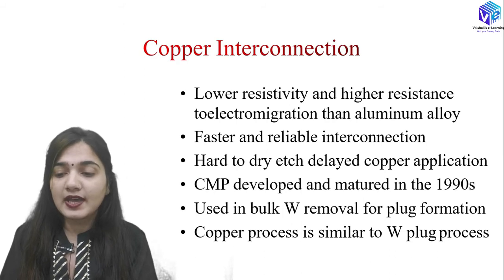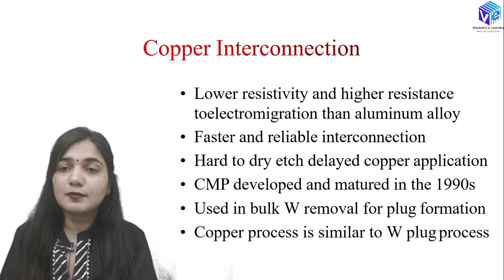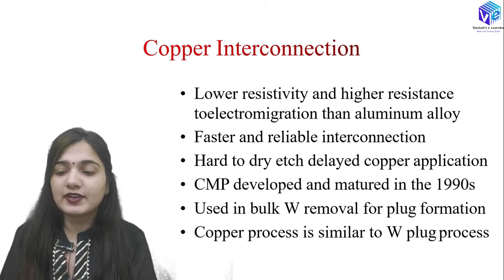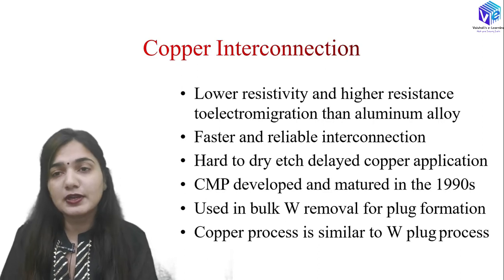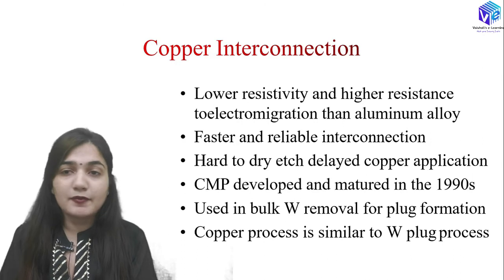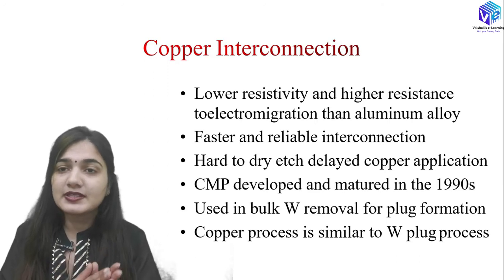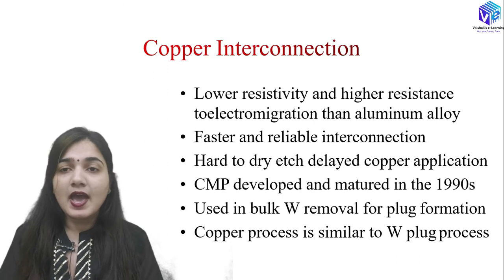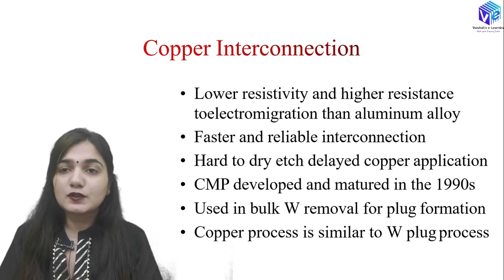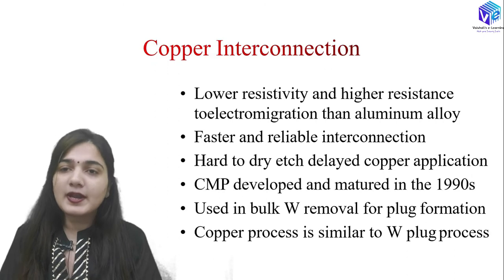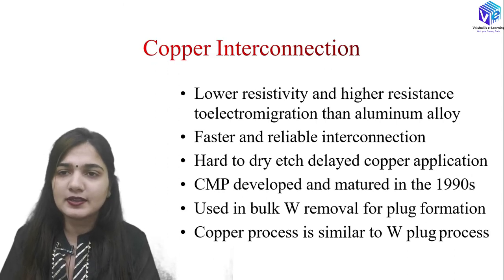So copper is hard to dry etch and we had delayed copper application as well. So we are using chemical mechanical polishing as an intermediate process when I am using the copper as an interconnection metal, right? Chemical mechanical polishing was developed and matured in the 1990s, and after that only we were shifting towards the copper, and we were not using the aluminium and its alloys, right? So after the CMP only the R&D started on the copper. CMP is a very important process in the manufacturing of the copper interconnection, right? We will understand how it is very important, and where it is used, in this video itself.